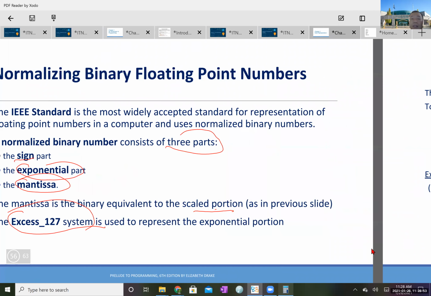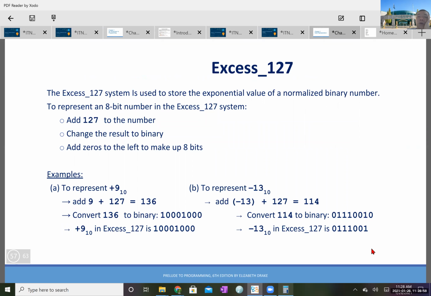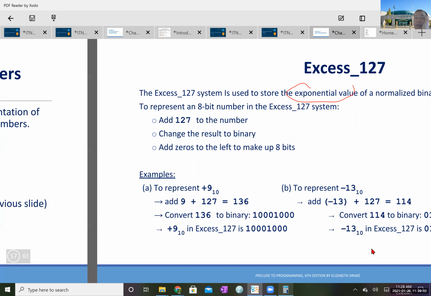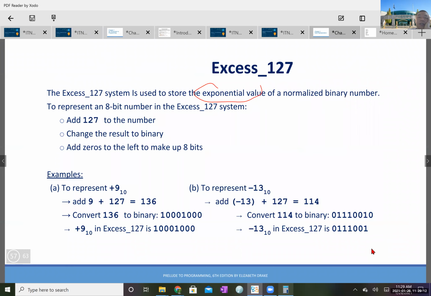The excess 127 system is able to store the exponent value here. Think about the number 3 here as an exponent value. Number 2 here is an exponent. The number -4 or number 5 here, they are exponent values. And excess 127 is used to store the exponent value of the normalized binary number.